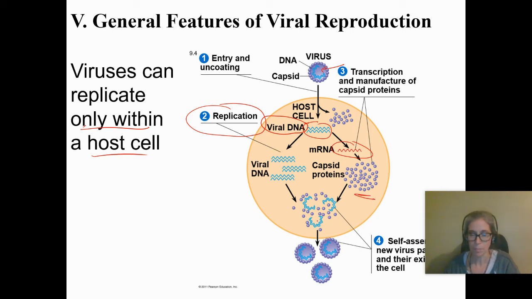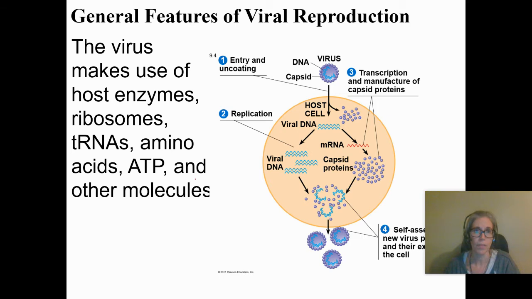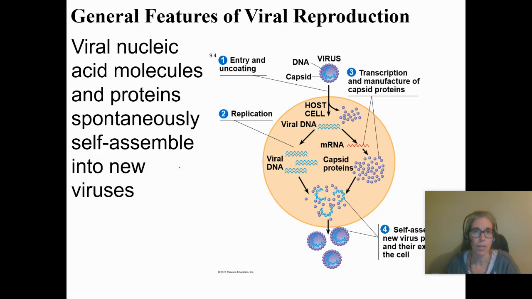Then they'll assemble. So once a viral genome has entered the cell, it begins to manufacture the viral proteins. The viruses make use of the host's enzymes, the host's ribosomes, the host's transfer RNA, the amino acids present there, any ATP that it needs, other molecules, etc. So the virus has the instructions. The virus has the genetic material to reproduce. It just doesn't have all the materials it needs to reproduce. It doesn't have the ribosomes, all the enzymes.